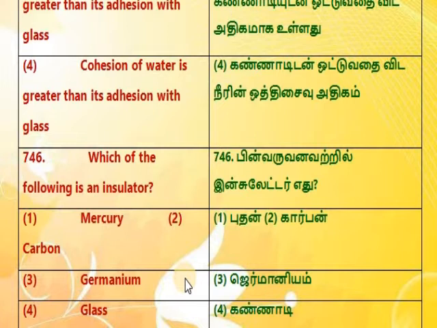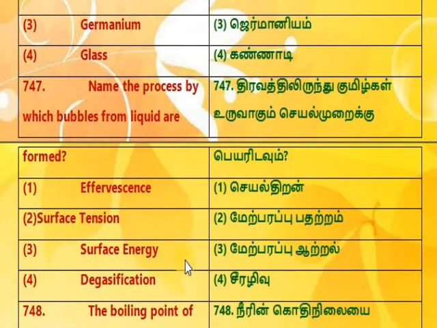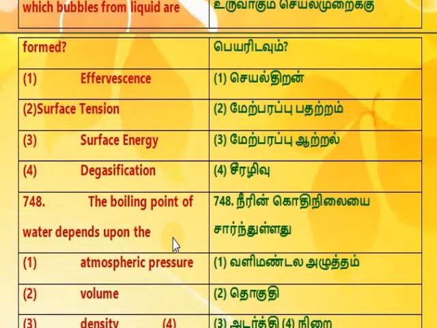Which of the following is an insulator? 1. Mercury, 2. Carbon, 3. Germanium, 4. Glass. 747. Name the process by which bubbles from liquid are formed. 1. Effervescence, 2. Surface tension, 3. Surface energy, 4. Degasification.